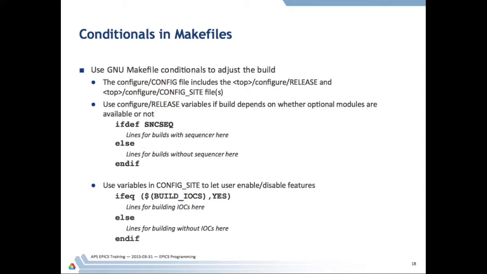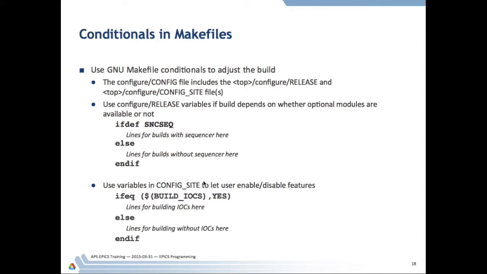There are other cases where you might need to use conditionals, and you're running a GNU makefile, so there are all sorts of features that GNU make provides, which you can make use of. So one of these is the common two that you might want to use. Here we're saying I want to test to see whether there's a variable set in my configure release file which determines whether I'm going to build a sequence program or not. This is something that you actually see in the makeBaseApp example application. If you look at that, you'll see it has an ifdef SNCSEQ, and if the person doing the building has set SNCSEQ in the release file, then we say, okay, yeah, we want to build the sequencer here. If they haven't, then these are the instructions to follow, and you're obviously not going to build that sequence program. There may be something else that you're doing instead.